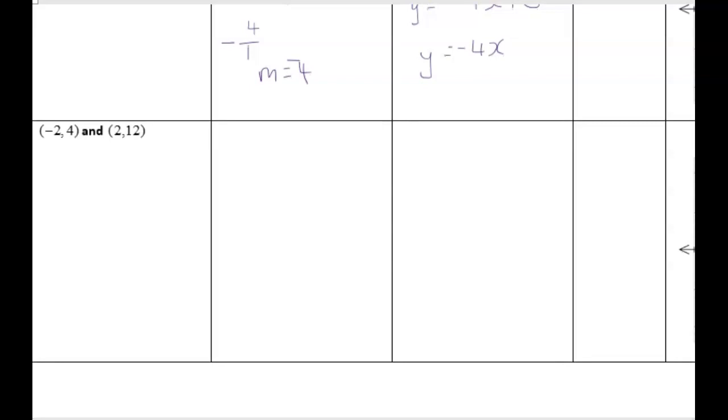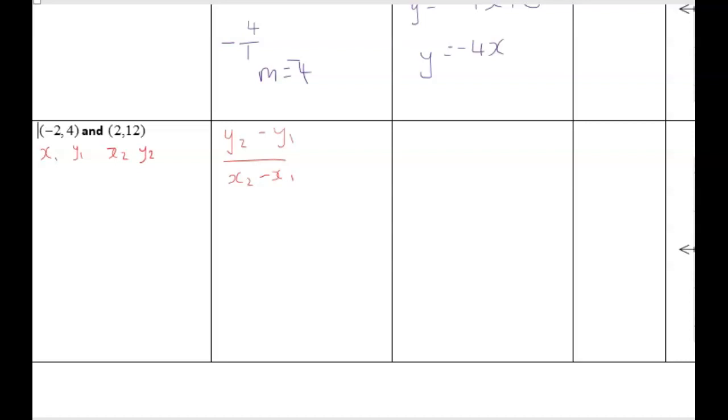Okay, so I'm going to just change my pen to write my rule down for the gradient. So y2 minus y1 over x2 minus x1. And I'm going to label these points, oops, not y2, sorry. Why did I do that? x1, y1, and x2, y2.